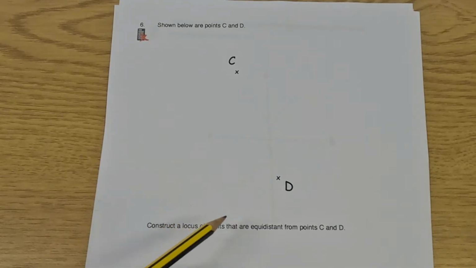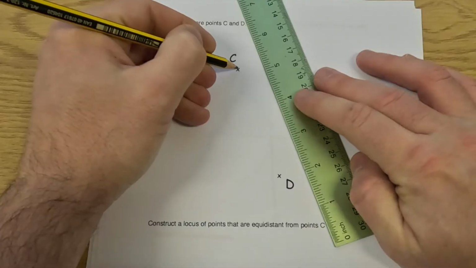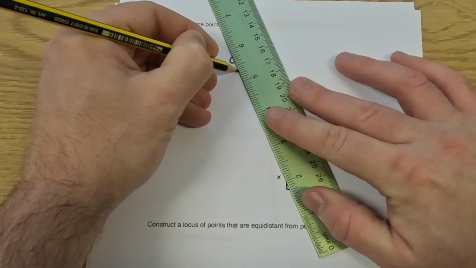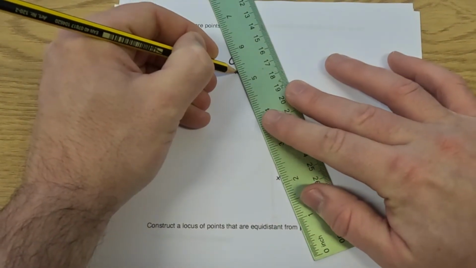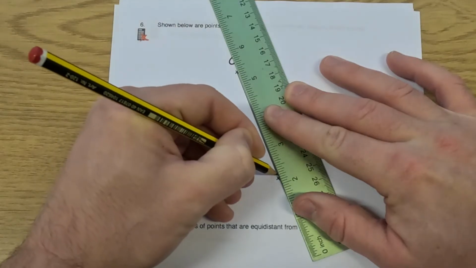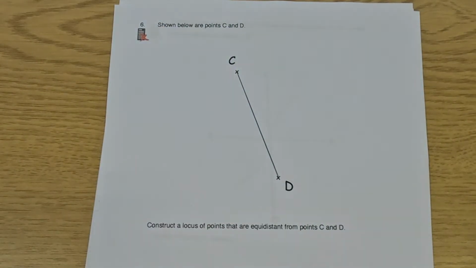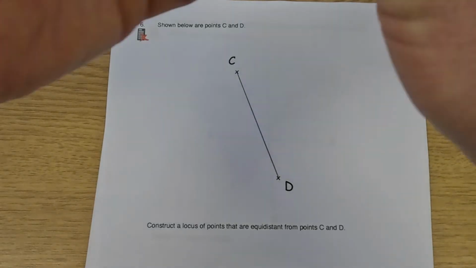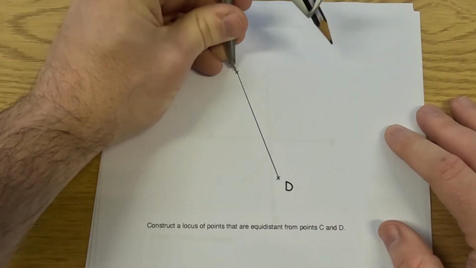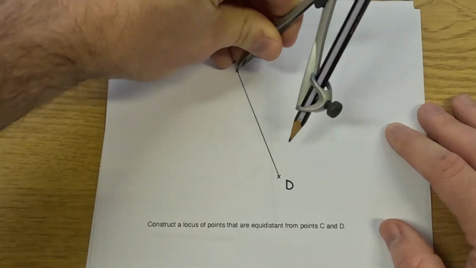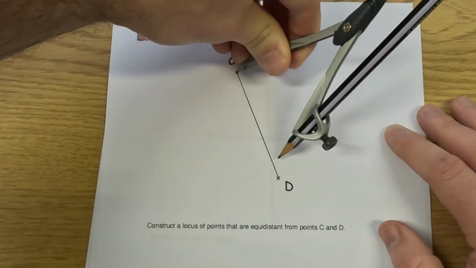So let's construct the perpendicular bisector, because the perpendicular bisector will be all the points that are equidistant from C and D. So let's start by joining up C and D. Let's get our ruler and pencil and join up C and D. So we've now got the line CD, and we're going to construct the perpendicular bisector. So let's get our compass and pencil and put the point of the compass on C and set the pencil so that it's over halfway along the line. As you can see, it's over halfway along the line.